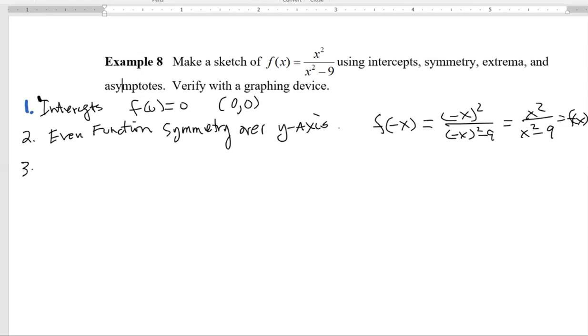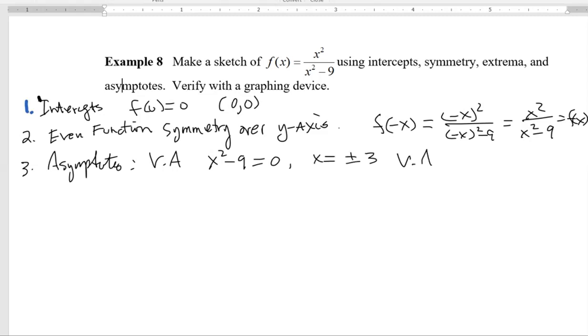So number 3, let's go for asymptotes. Let's see the verticals. Well, if they occur, it's going to happen here, if the numerator is not simultaneously 0. And this will happen at x equals plus or minus 3. So we have some vertical asymptotes there. What about horizontal? Well, you'll have to find this limit as x goes to plus or minus infinity. Now, there's only going to be one for this since it's a rational function. And this will be a 1. So we do have y equals 1. That's a horizontal asymptote.